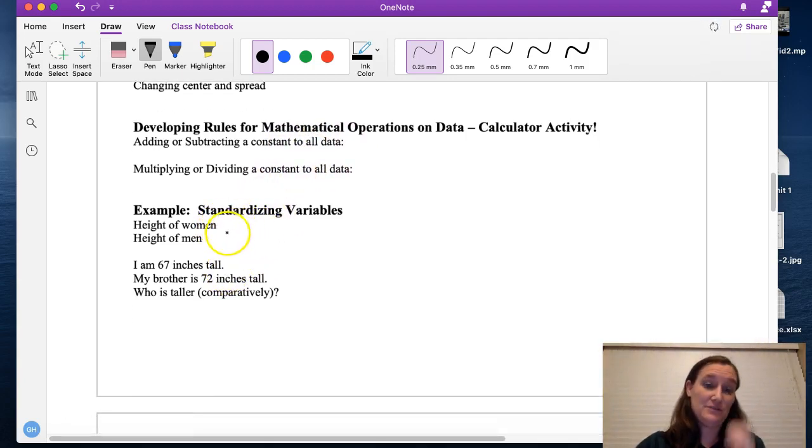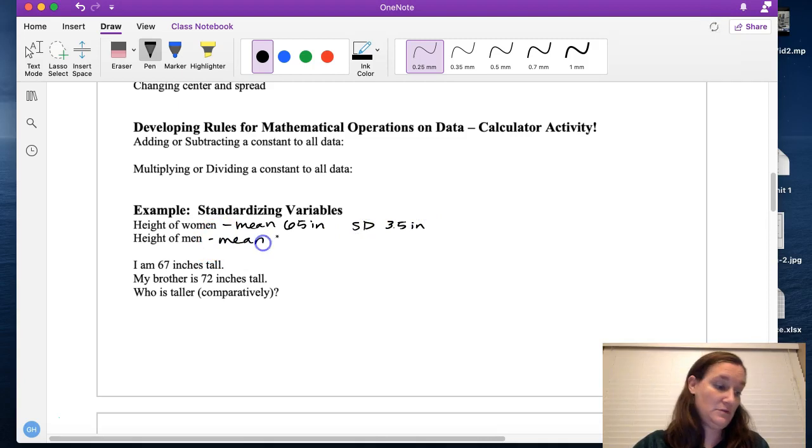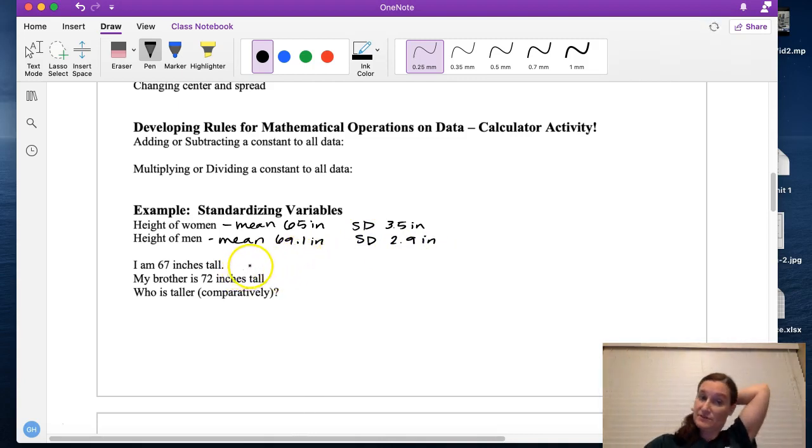So anyway, standardizing variables, height of women, height of men. There is not a mean and standard deviation on here. This is what I found from Googling. Don't get mad at me if you think I'm wrong. So the mean for women's heights is supposed to be 65 inches, so 5 feet 5. The standard deviation is 3.5 inches. And for men, the mean is supposed to be 69.1 inches, so 5 feet 9. And the standard deviation is 2.9 inches.